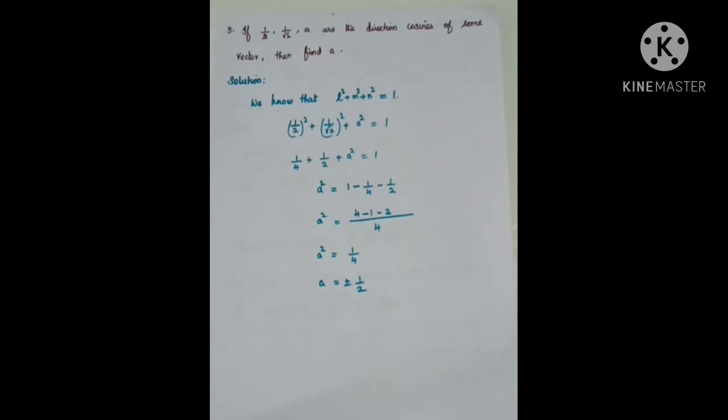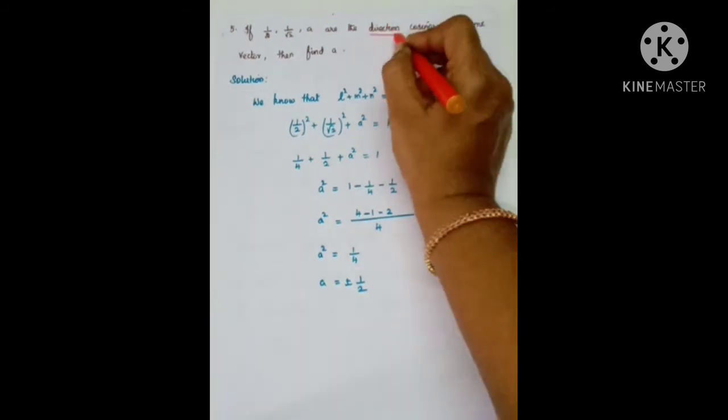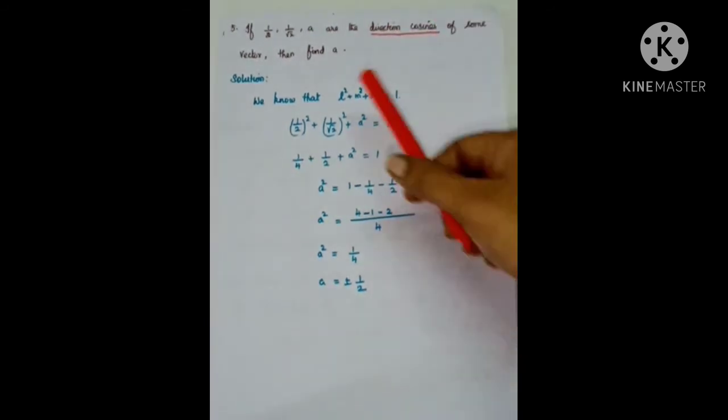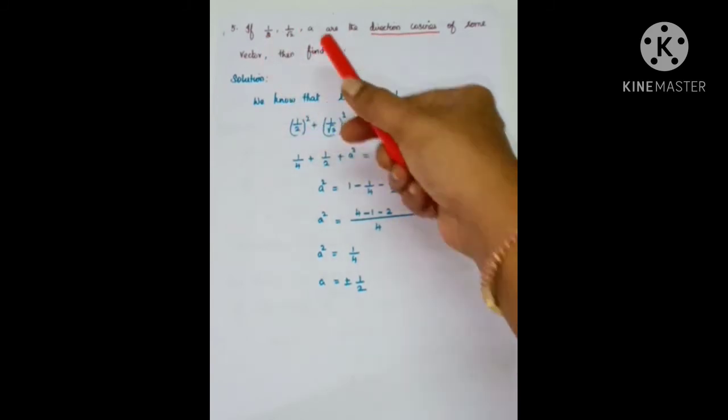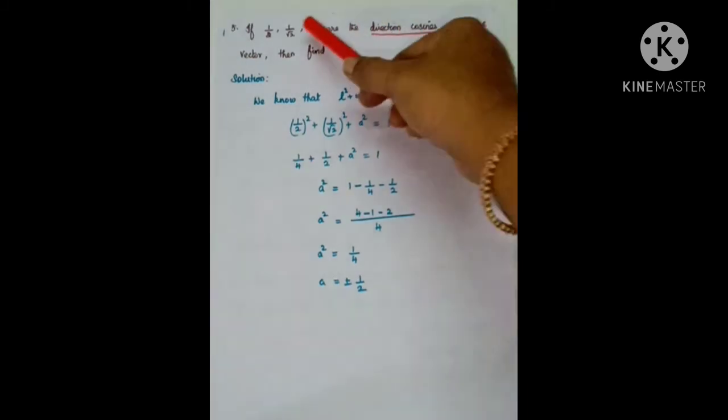See that the first one, verify whether the ratios are direction cosines or not. Here it is given these three are nothing but direction cosines, so the angle is not involved. So we have to take the formula. What do we know about the direction cosines? l squared plus m squared plus n squared is equal to 1.